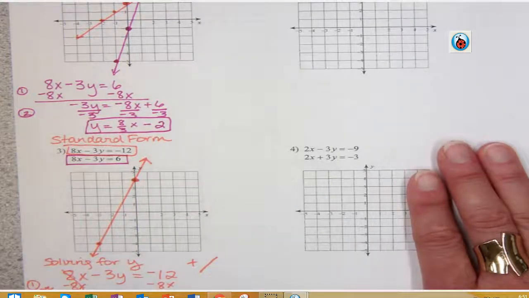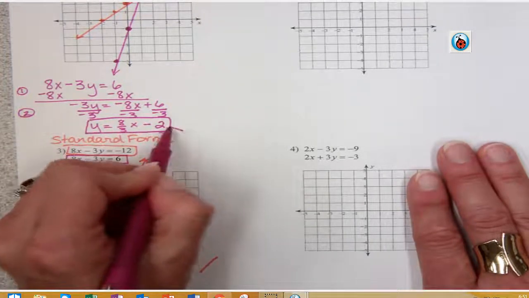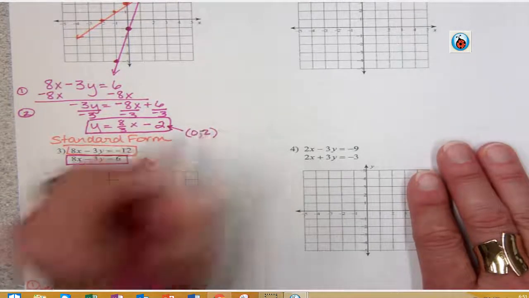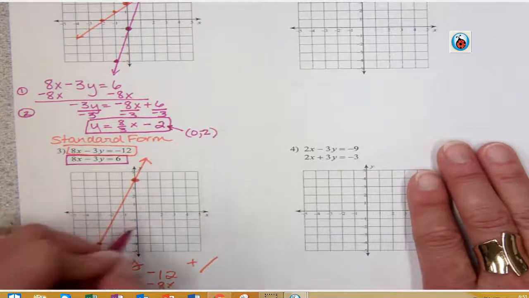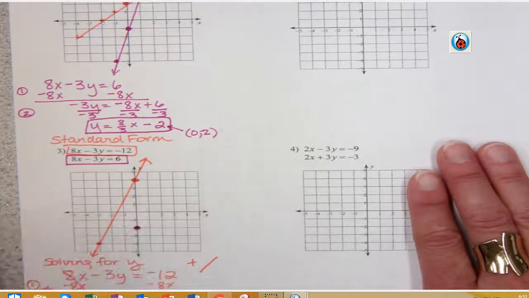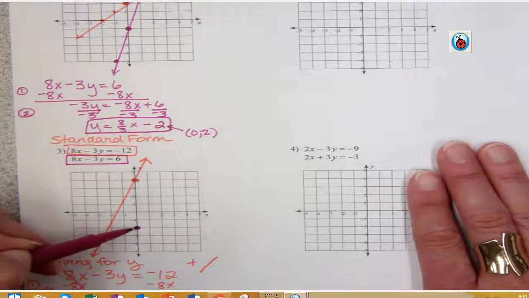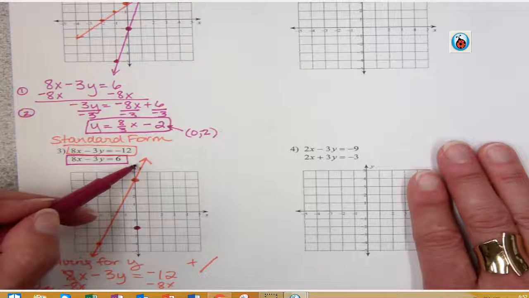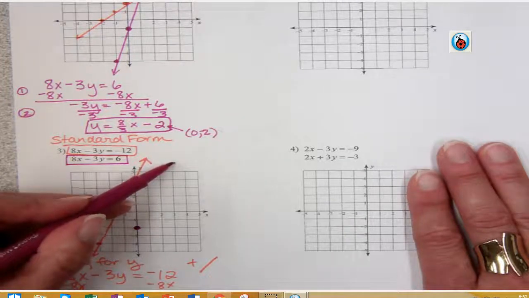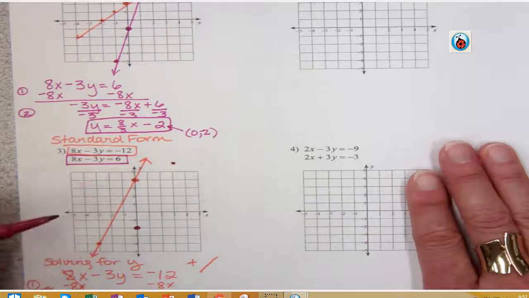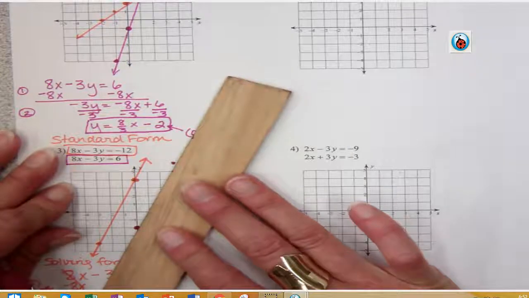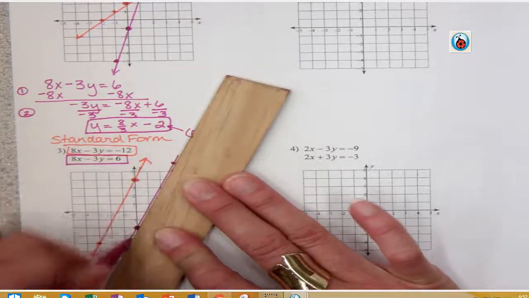To graph that line, this is my y-intercept, which is 0, negative 2. I'm going to go to negative 2 on the y-axis. Then I'm going to go up 8 over 3. 1, 2, 3, 4, 5, 6, 7, 8, over 1, 2, 3. That's going to take us kind of off the chart. And when I graph that, it's going to look like this.